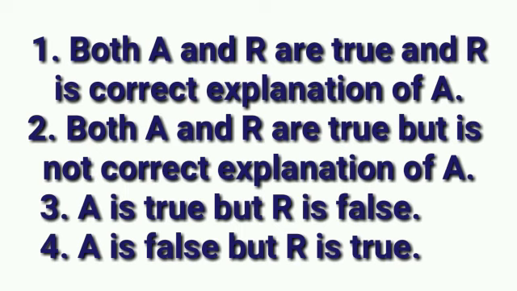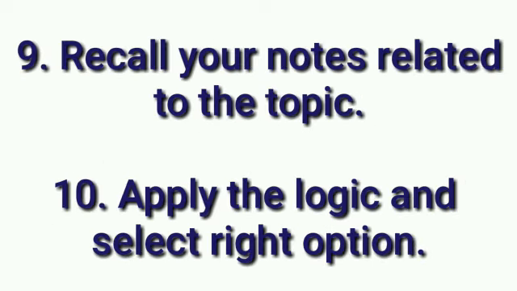The next statement is A is true but R is false. Here it is also wrong. Then what statement is right? A is false but R is true.